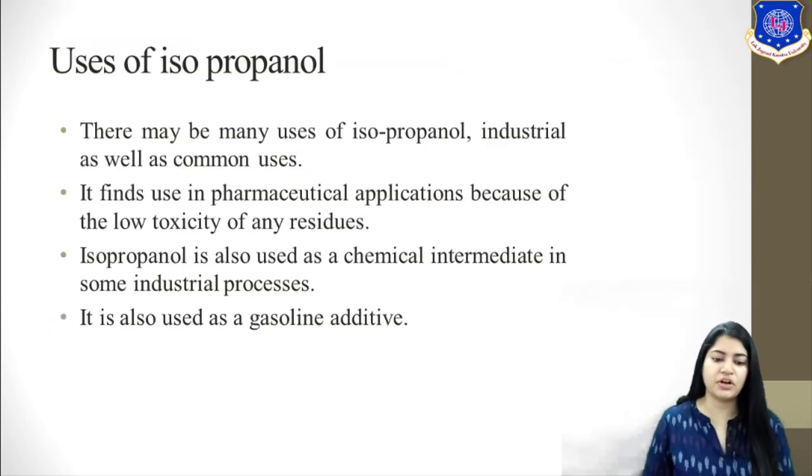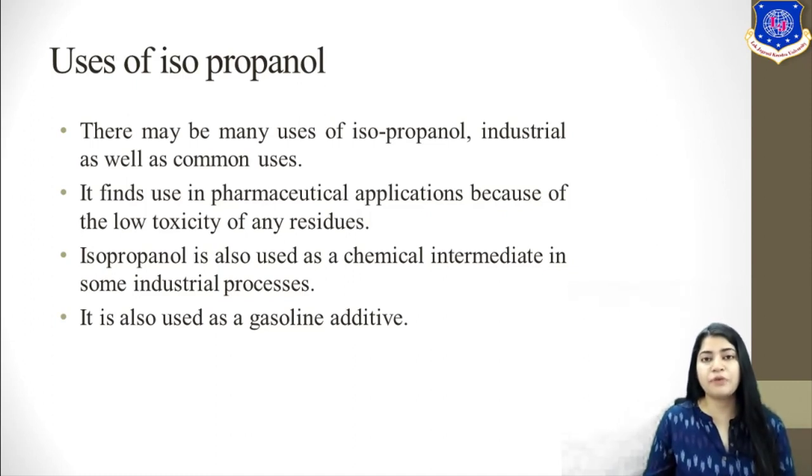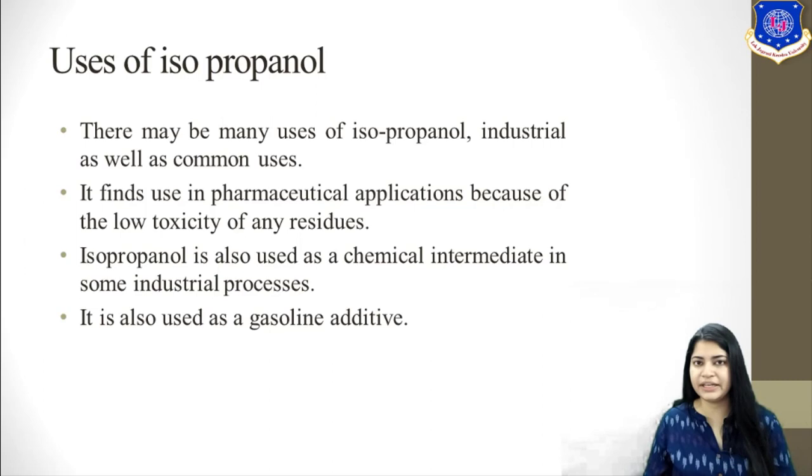Now uses of isopropanol. So there are many uses of isopropanol, right? Because the property of alcohol is that it is mainly used as a solvent in many industries. So it finds its use in pharmaceutical applications also because of its low toxicity, right? Then it is also used as a chemical intermediate in some industrial processes. Intermediate means the further reaction will give you another product. Then it is also used as a gasoline additive, right? So these are certain uses of your isopropanol.